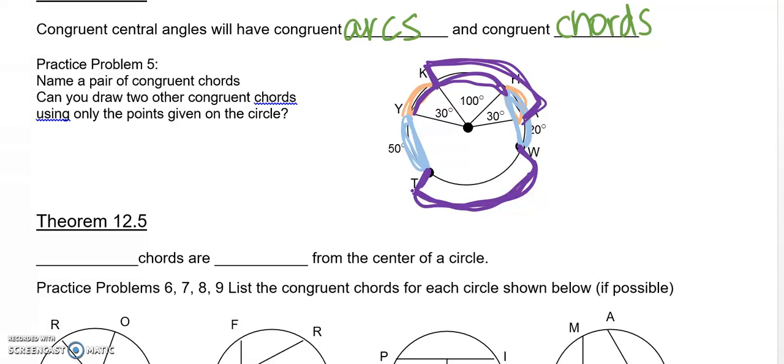So really, if you can add them all together and they equal the same thing, there you go. They do have to be next to each other though. So I couldn't add this 30 to this 20. It doesn't work that way. It still has to be adjacent to each other.